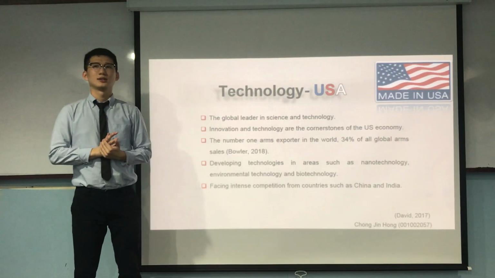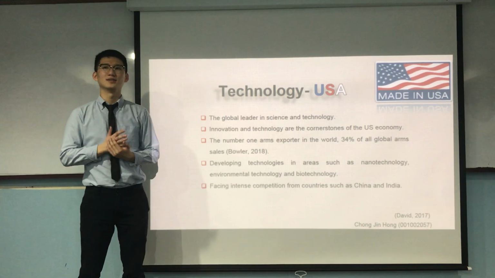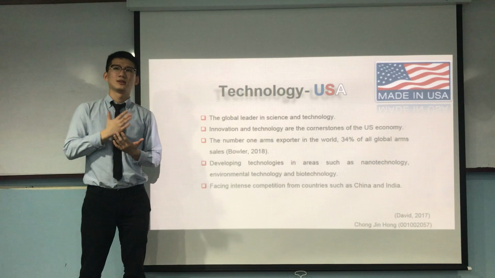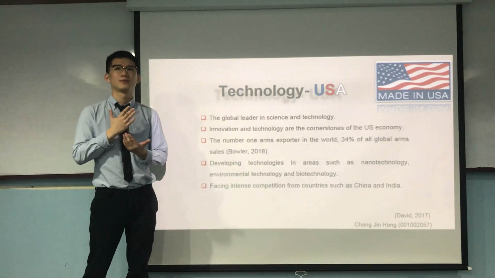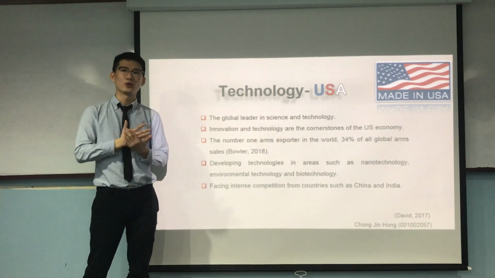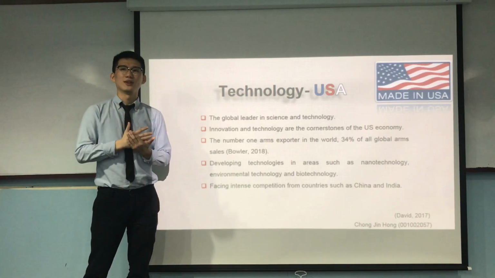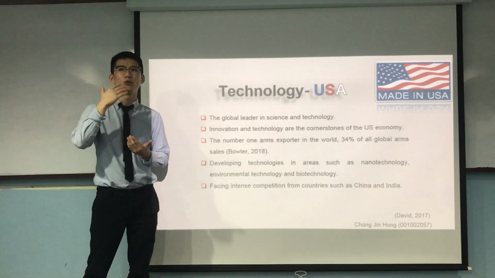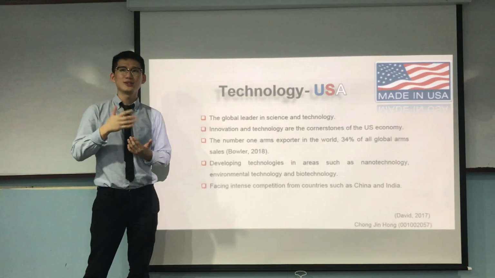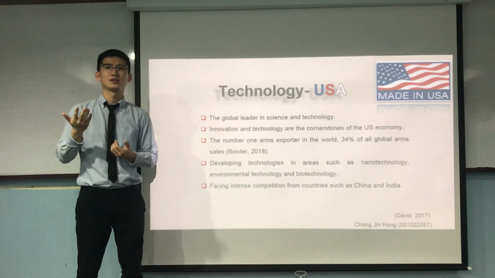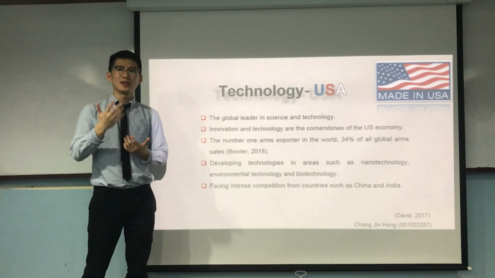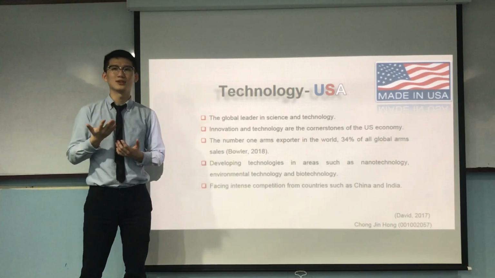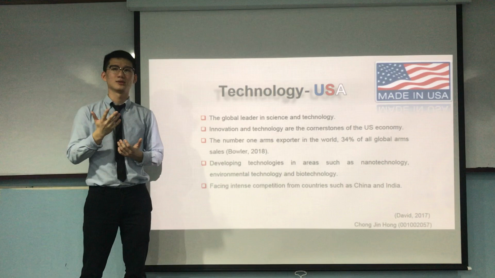Last but not least, the United States is the global leader in science and technology. Innovation and technology are the cornerstones of the United States economy. For example, the United States is advanced in weapon technology. They usually sell their weapons to other countries. Therefore, the United States is the number one arms exporter in the world, which is 24% of all global arms sales.